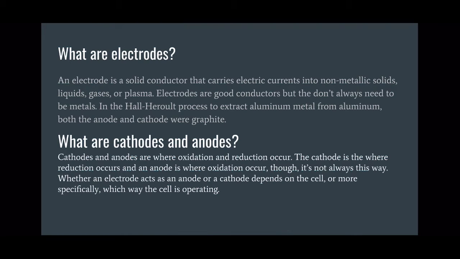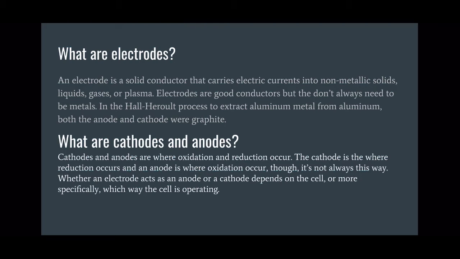What are electrodes? An electrode is a solid conductor that carries electric currents into non-metallic solids, liquids, gases, or plasma. Electrodes are good conductors, but they don't always need to be metals. In the Hall-Héroult process to extract aluminum metal from aluminum oxide, both the anode and the cathode are graphite.